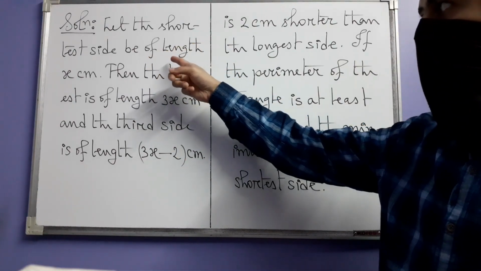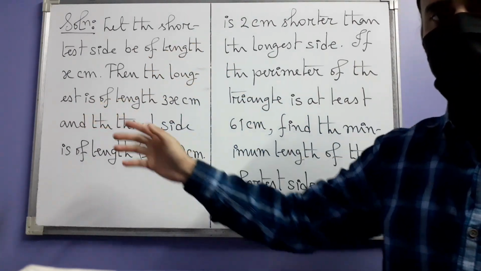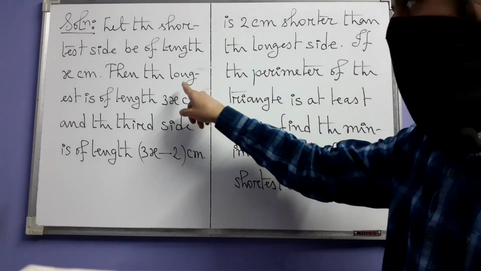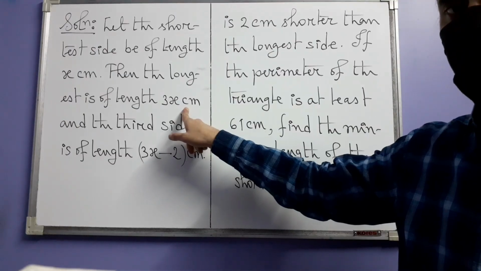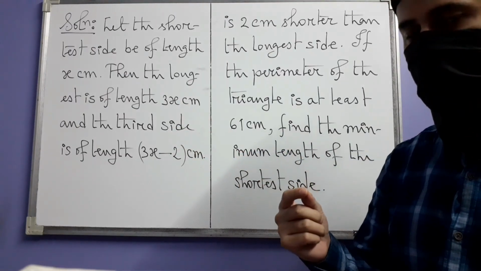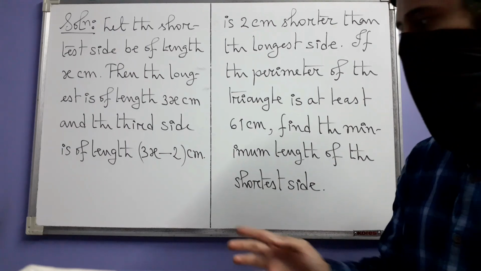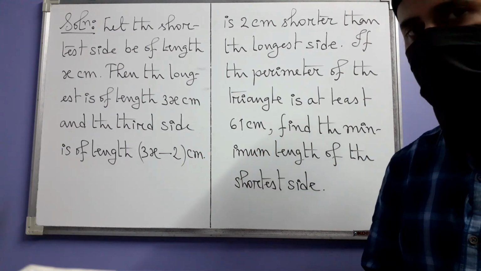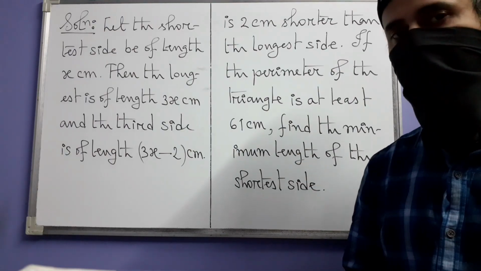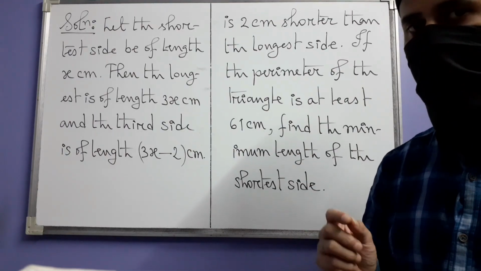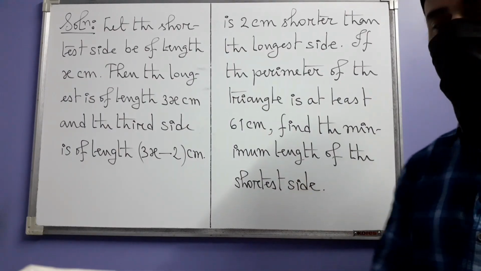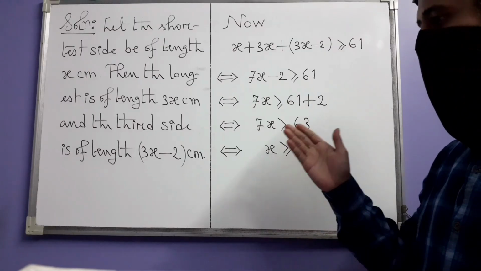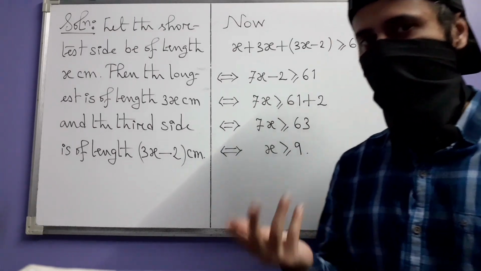Let the shortest side be of length x centimeter. It's given that the longest one has length 3 times the shortest one. That means then the length of the longest side will be 3x centimeter, and the third side is 2 centimeter shorter than the longest side. That means its length will be 3x minus 2 centimeter. And now what is given to us? That if the perimeter is at least 61 centimeter, then we have to find the minimum length of the shortest side.